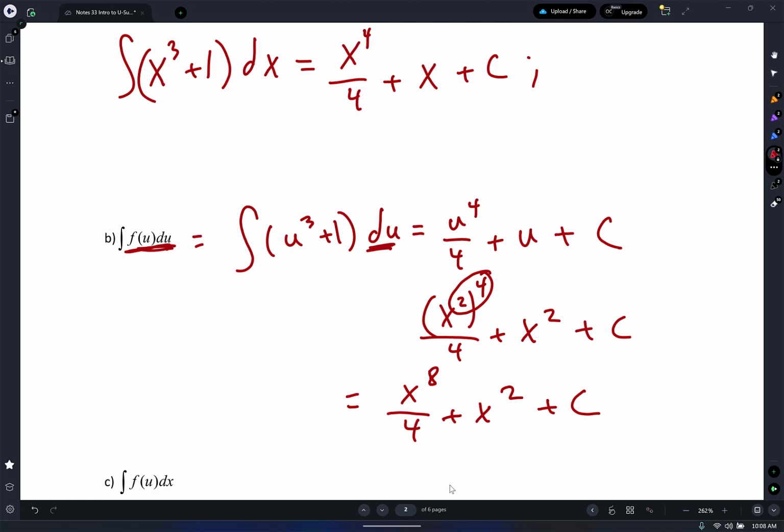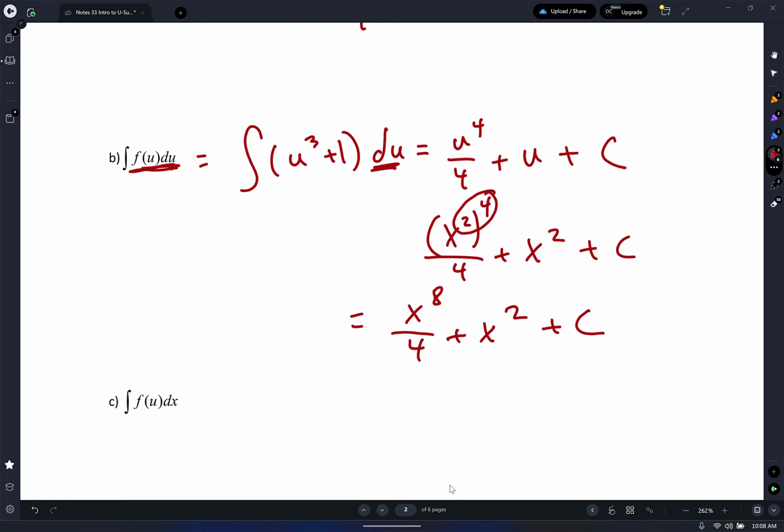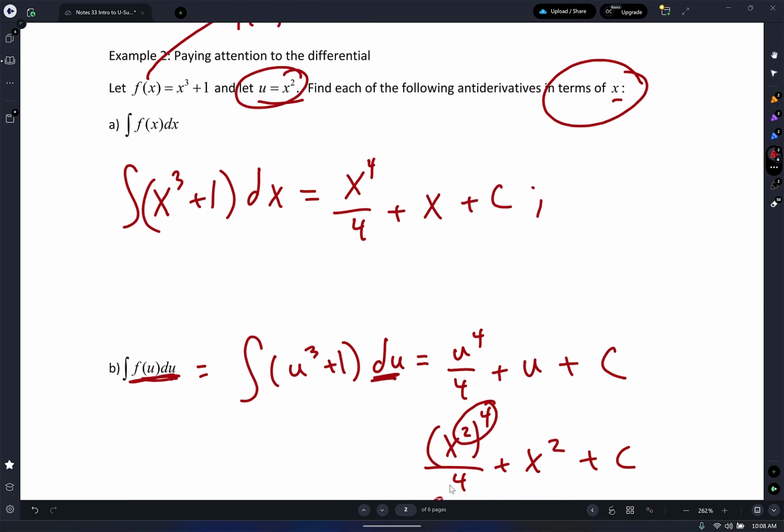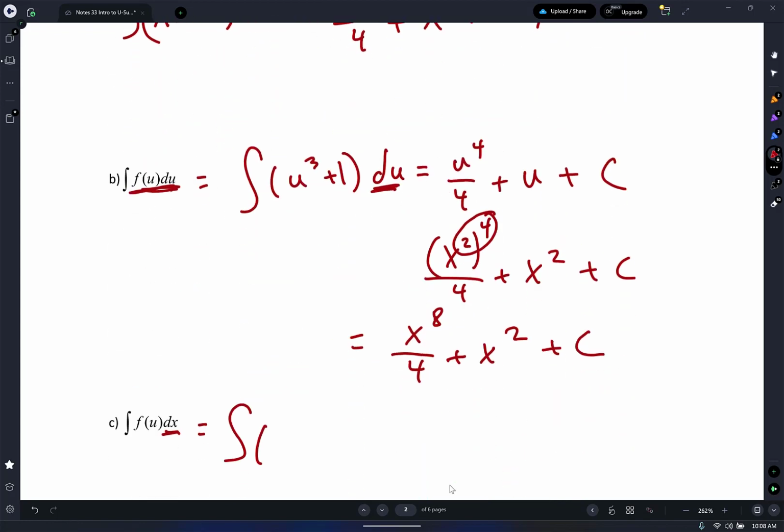Notice on this one, see how I have a dx there? So on this one, I am going to pay attention to that. So it says f of u. So let me write what f of u is. F of u is u cubed plus 1, dx.